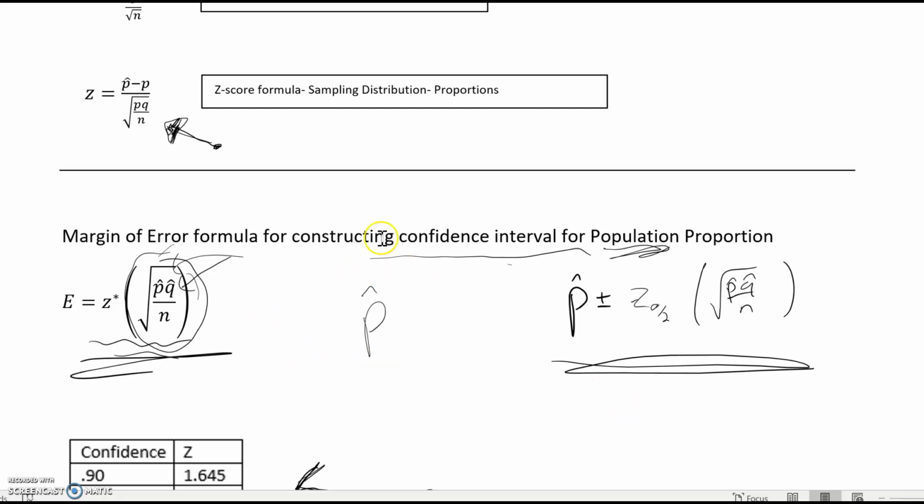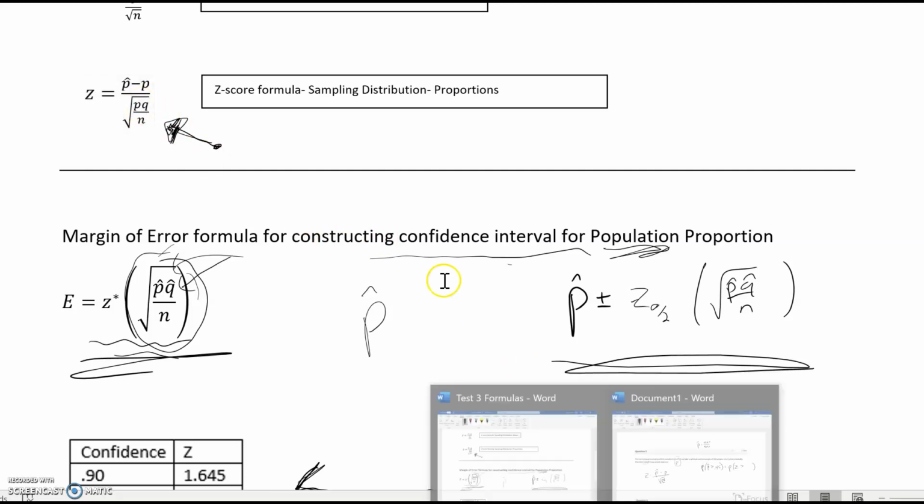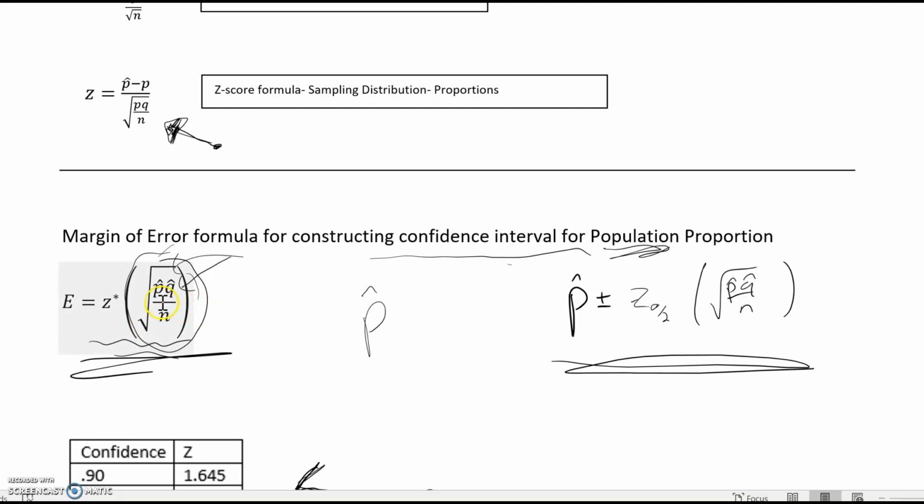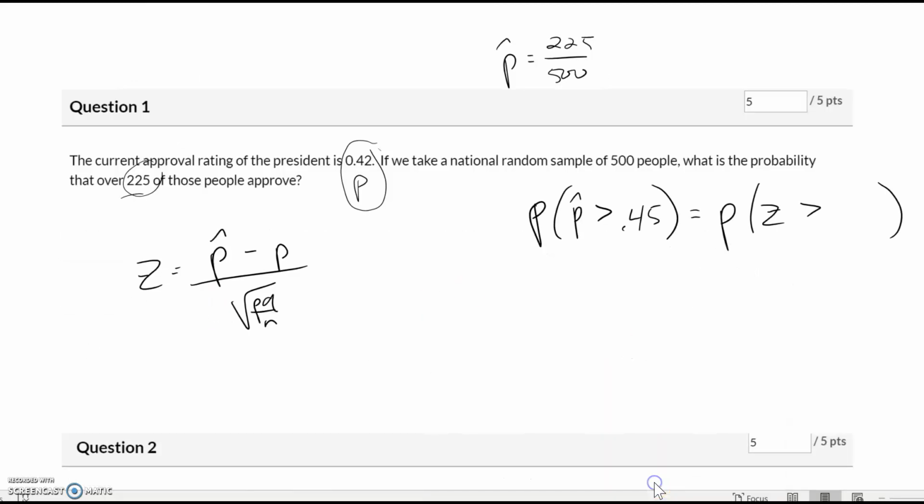Okay. So in other words, if you're given p, use it. If you're not, well, you can't use it because you don't have it, so you have to do your best with p hat. I hope that makes sense. So it'll always be the case for probability questions. For this type of question, I'll be given p.